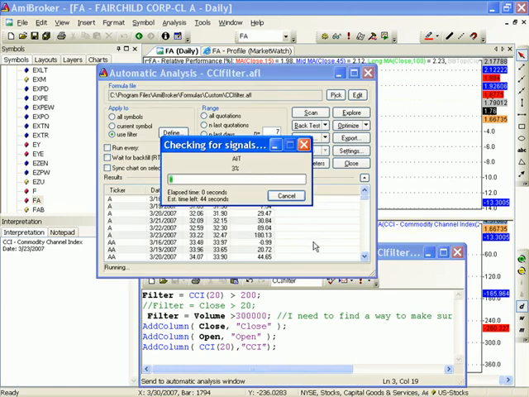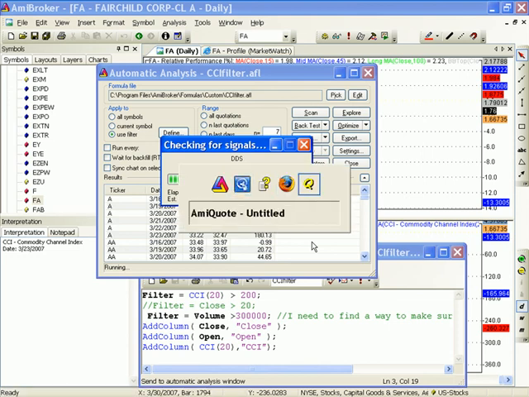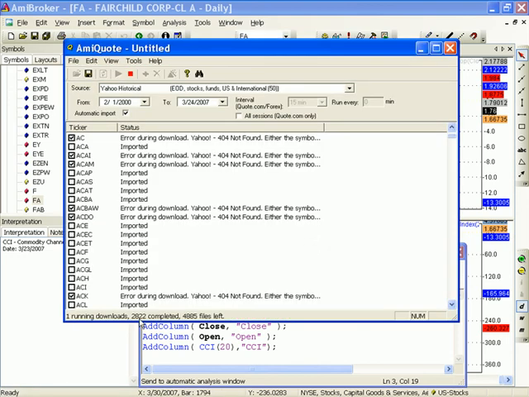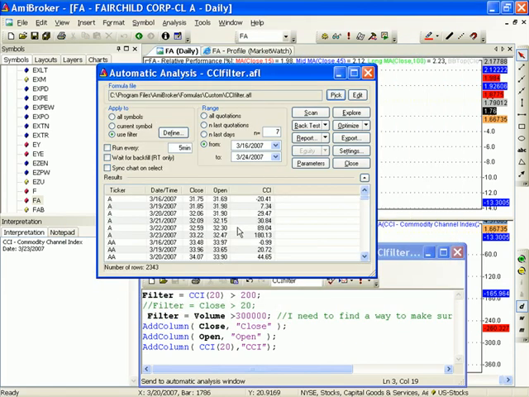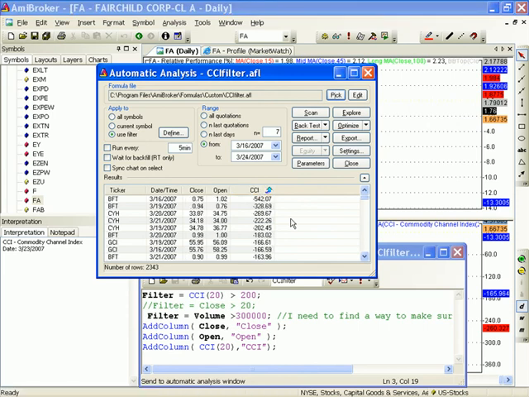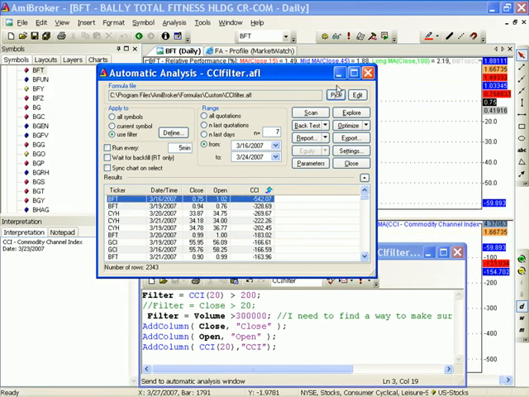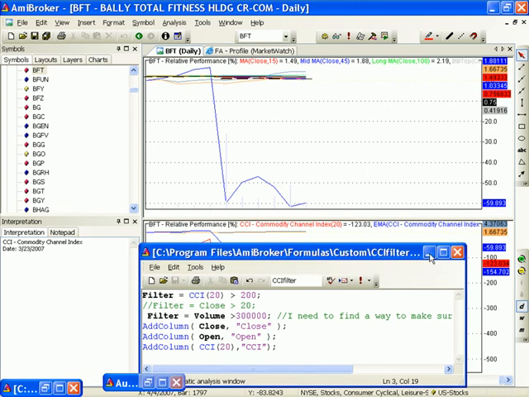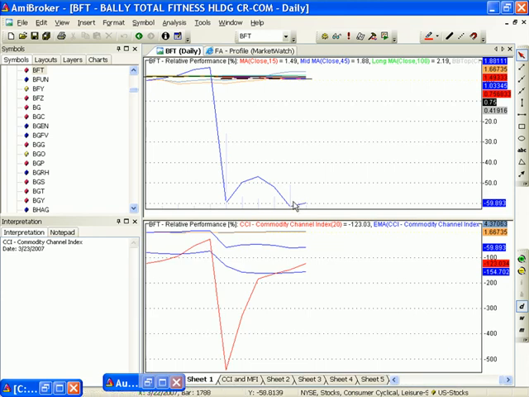Exploration. See what stocks it pulls. Now, Amibroker is still working. I've only got 2,822 completed here. And sort by CCI. BFT. This is not going to be good, I can tell. BFT, minimize, minimize. No volume.